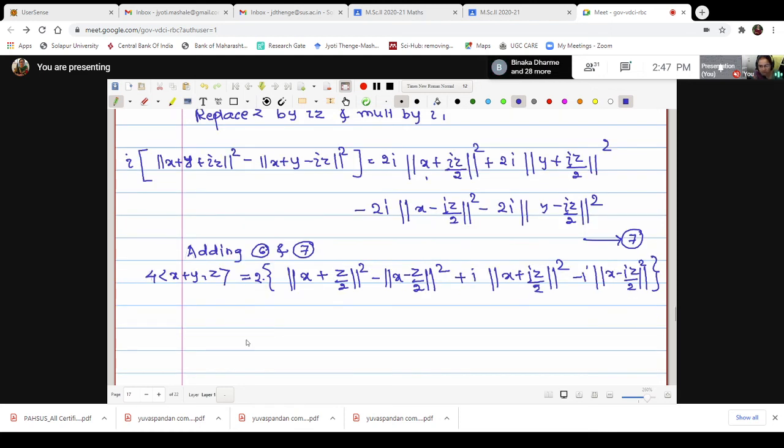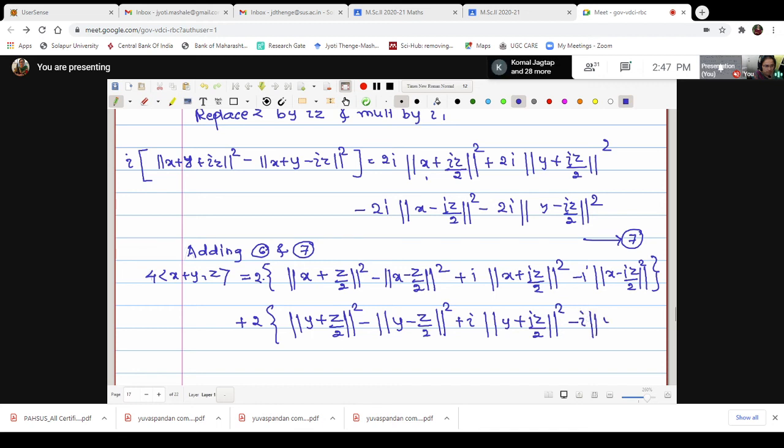Similarly, we will take all the terms with y and z in another bracket. This will be norm square y plus z by 2 minus norm square y minus z by 2 plus I times norm square y plus iz upon 2 minus I times norm square y minus iz upon 2.